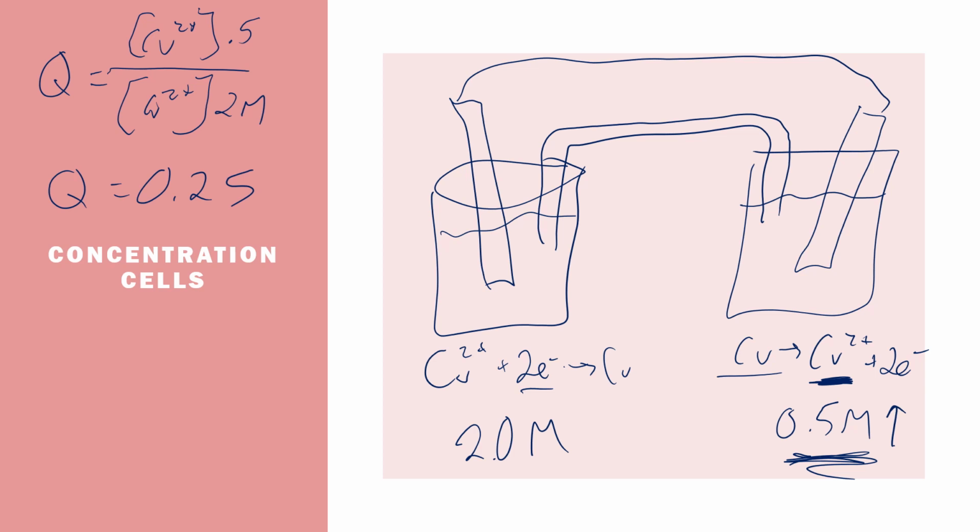And if I look at the standard cell potential for this, if all of this was at standard conditions, for a concentration cell, it's always 0. Because at standard conditions, they're the same molarity, so there's no potential difference between them. So you would just plug in 0 for the standard cell potential, and you'd calculate Q based on the concentrations of the ions in the solution there. And that's how you would find the new cell potential.